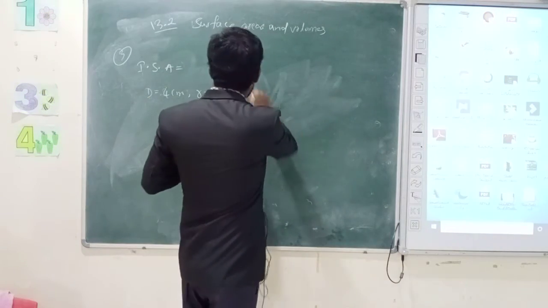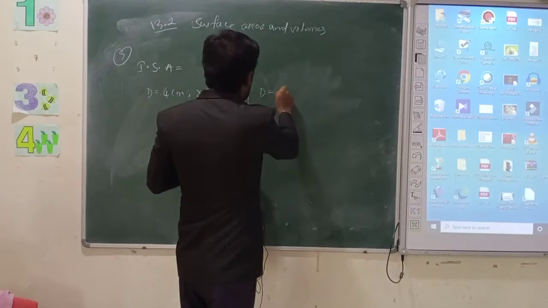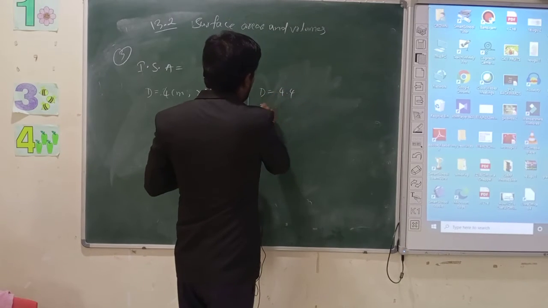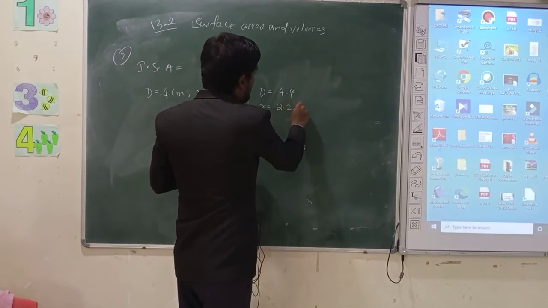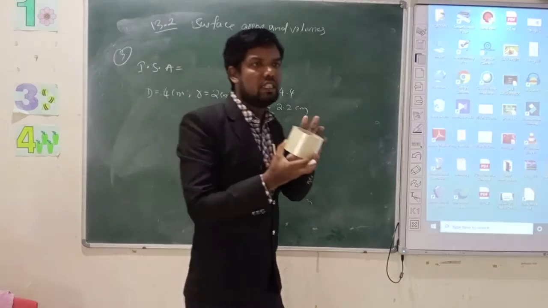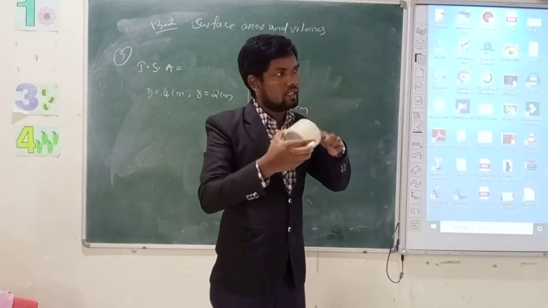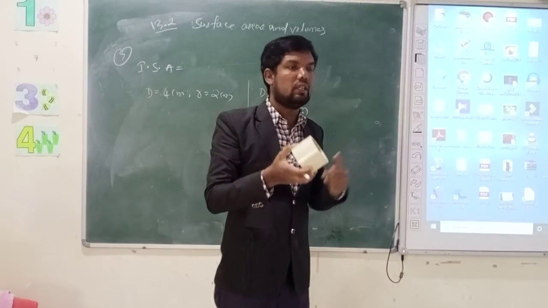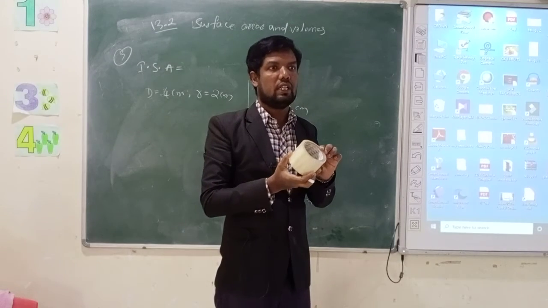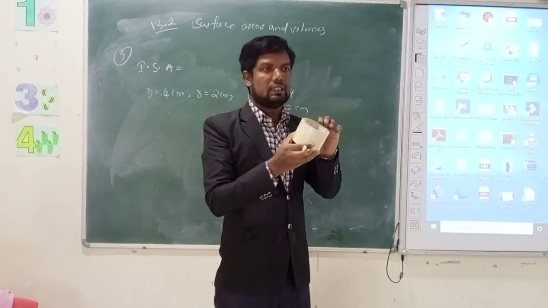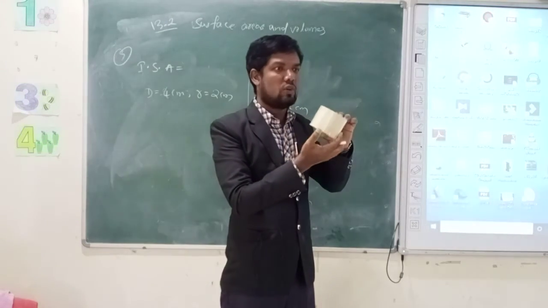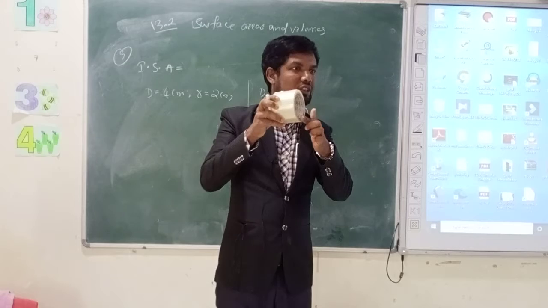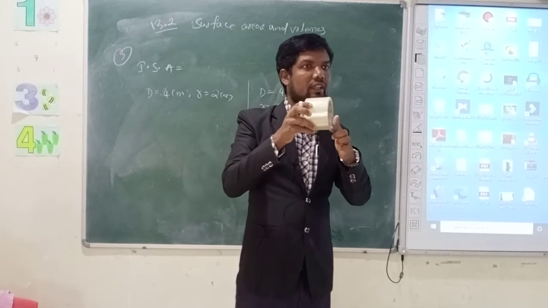For outer surface area, how much? 4.4 centimeters diameter, so 2.2 centimeters radius. So in this way, we will get the inner surface area and outer surface area. But the next is the third one, total surface area. Yes, inner surface area plus outer surface area, and this area also will be added.